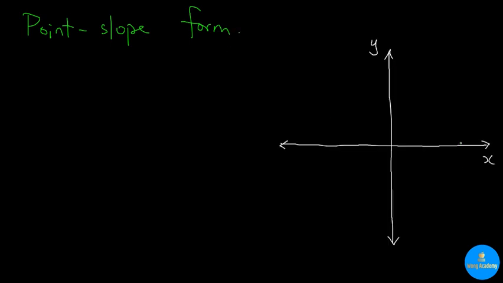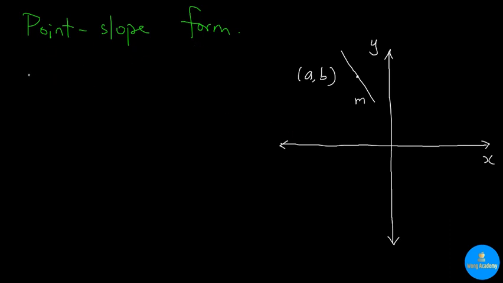There are two other very useful forms of a linear equation. The first one is called the point-slope form. Imagine that in a rectangular coordinate plane, you are given a point as well as a slope, which is a direction. Then the straight line is determined. How can we write down the equation of this straight line? We are going to use the point-slope form.